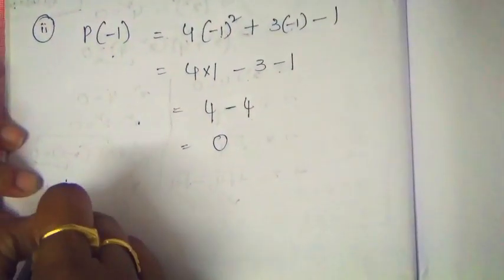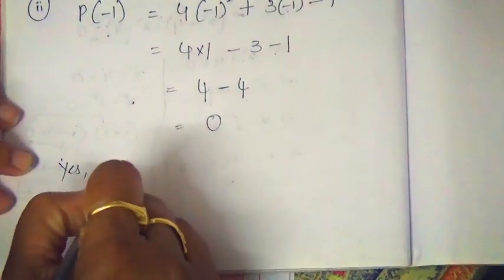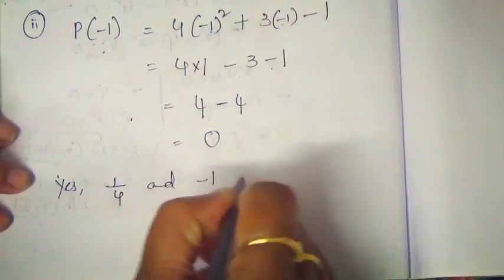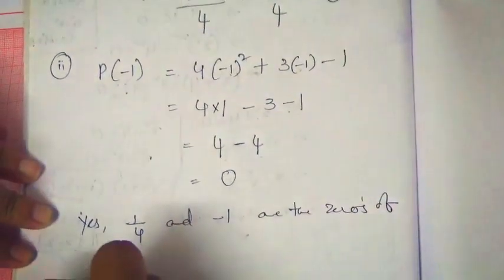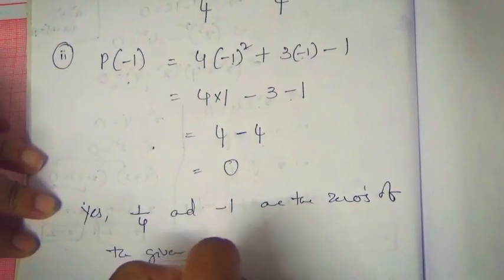Here yes, 1 by 4 and minus 1 are the zeros of the given polynomial.